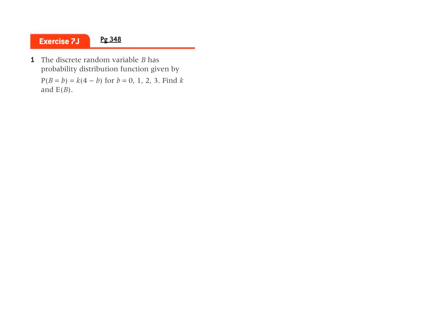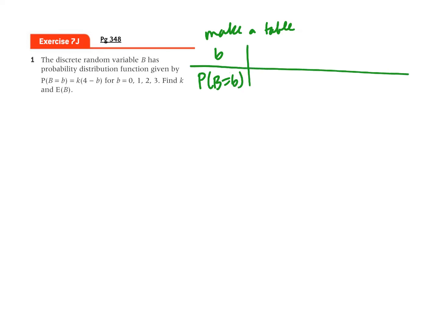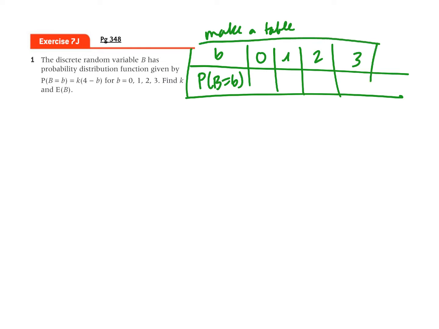Okay, let's do this. So one thing that I'm going to have you do is make a table. Make a table, when in doubt. So I have my little b's, and then I have my probability. Someone's going to be like, is that a 6? No, it's a B. Okay, leave me alone. We've got 0, 1, 2, 3.